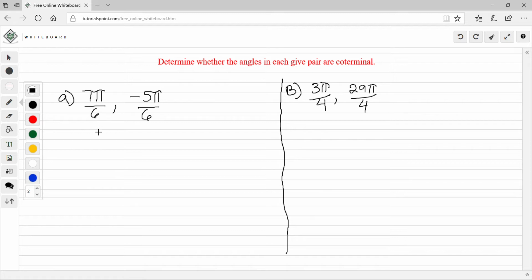Let's do part A. We are given 7 pi over 6 and negative 5 pi over 6. I don't know what 7 pi over 6 is in degrees, so I will make it. First I have to make it into degrees. So 7 pi over 6 is exactly 210 degrees. Now I have to draw it.